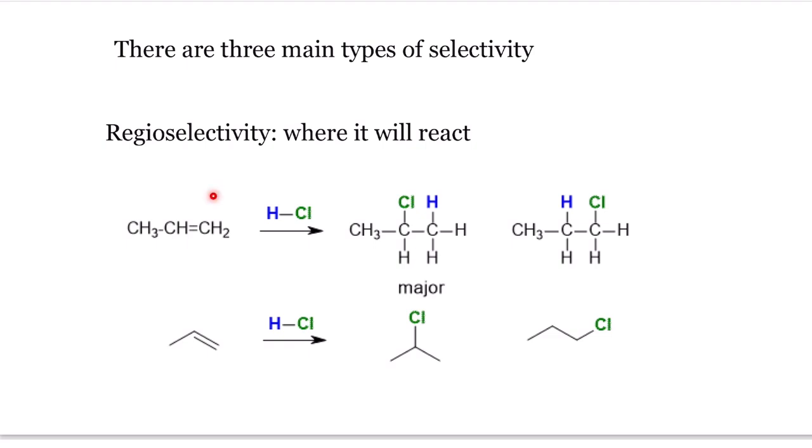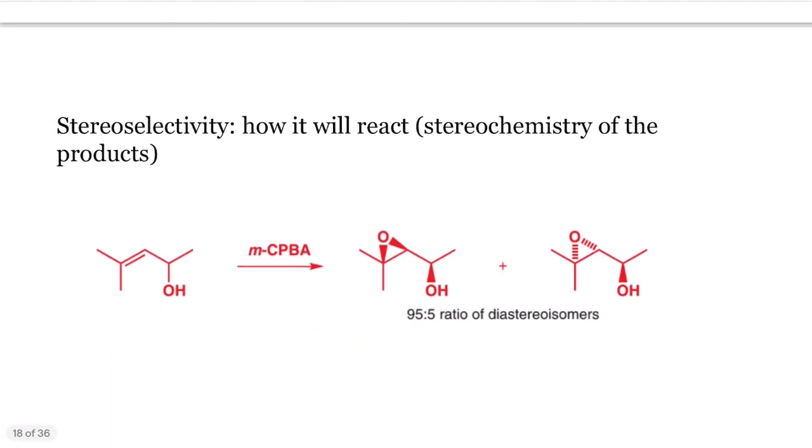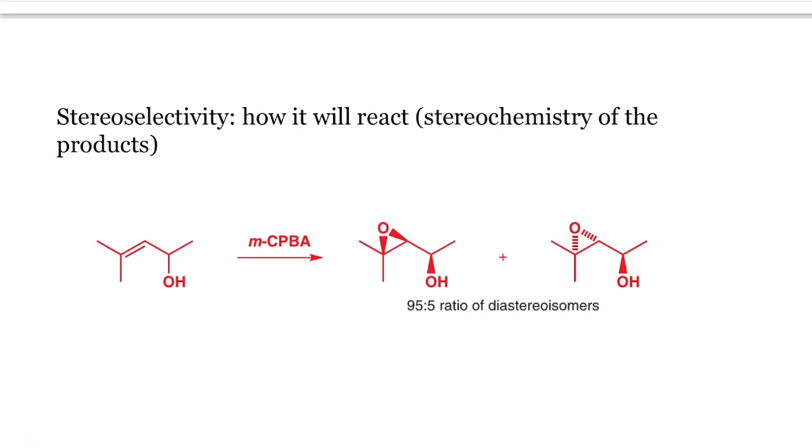Let us look at the addition of HCl to an alkene. This is propene. If we add HCl to propene, we get 2-chloropropane as the major product and 1-chloropropane as the minor product. This addition goes via Markovnikov's rule, where the negative part, Cl minus, will add to the carbon which has fewer hydrogens. So this is regioselectivity.